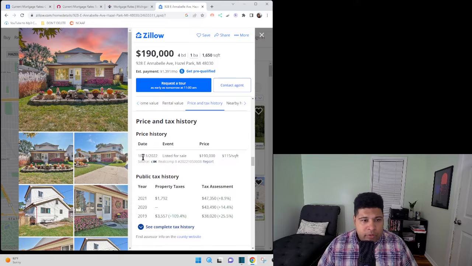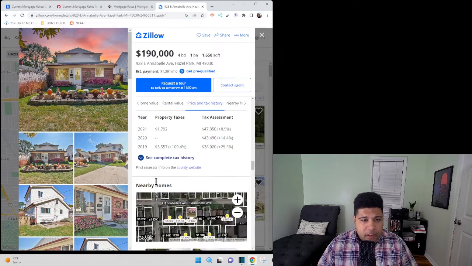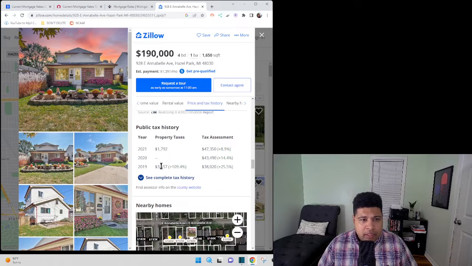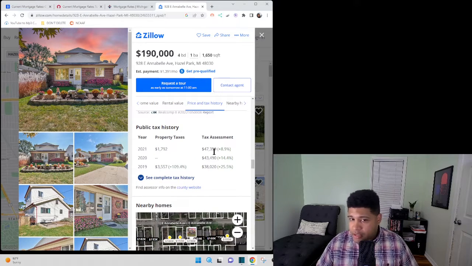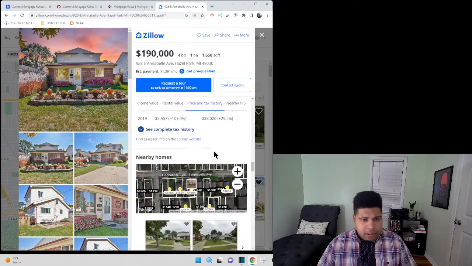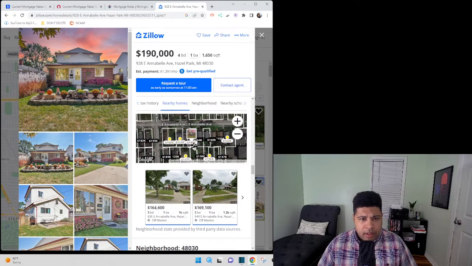This talks about when it was listed. And then it talks about the property taxes. The taxes looked like they were higher in 2019 and they went down, so property taxes are pretty low. That's another thing to consider with the city, the taxes. Some cities have higher taxes than others, and I'll go over more of that in other videos. So it just talks about the neighborhood here.